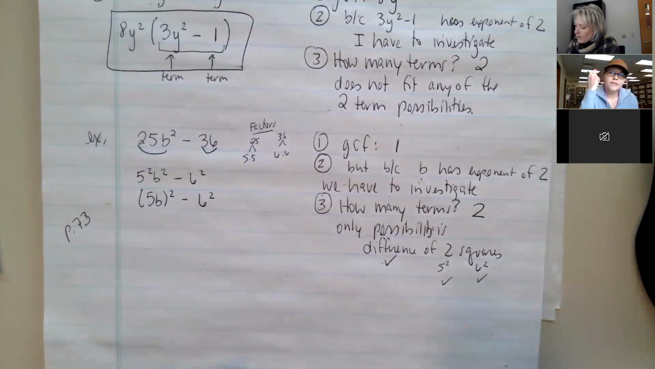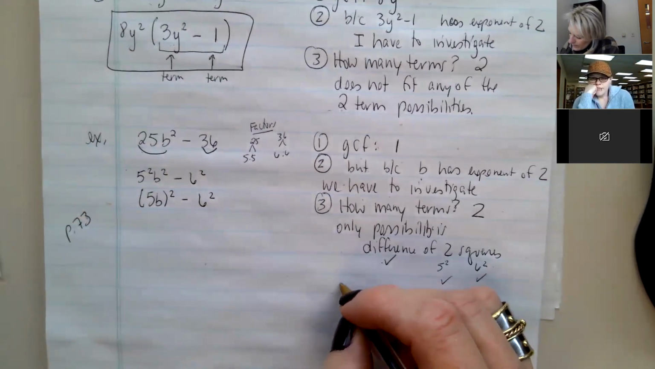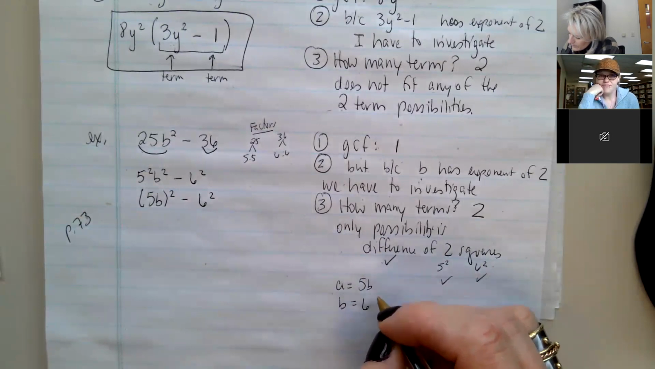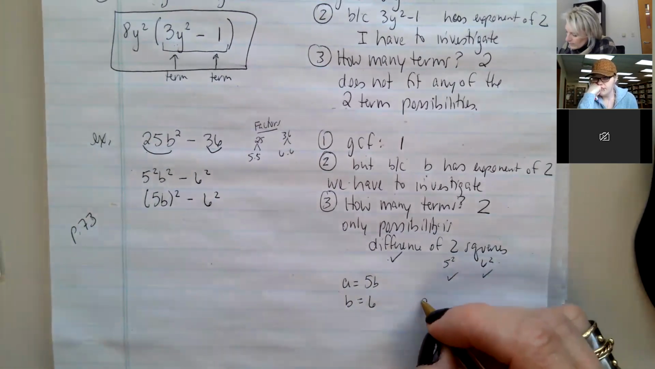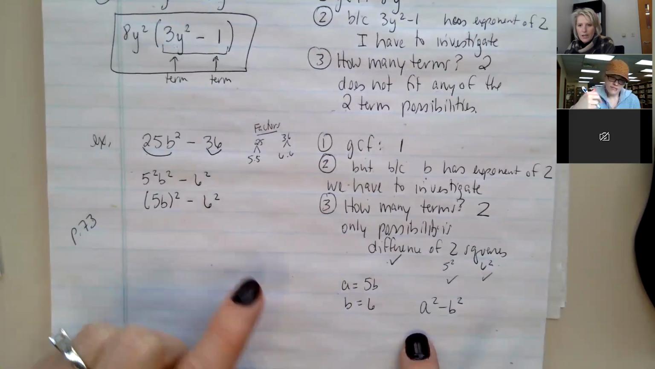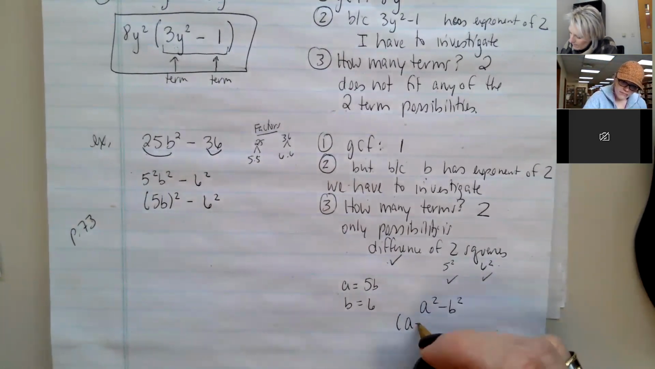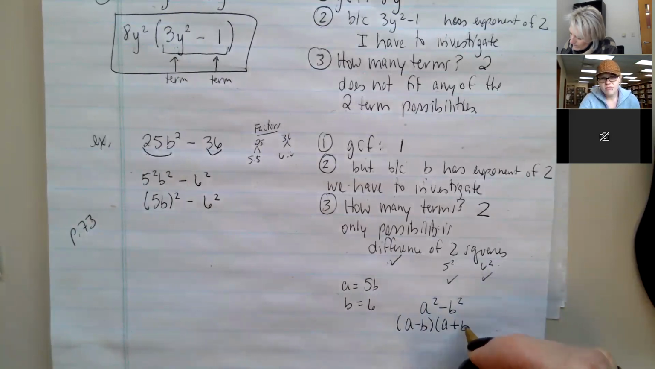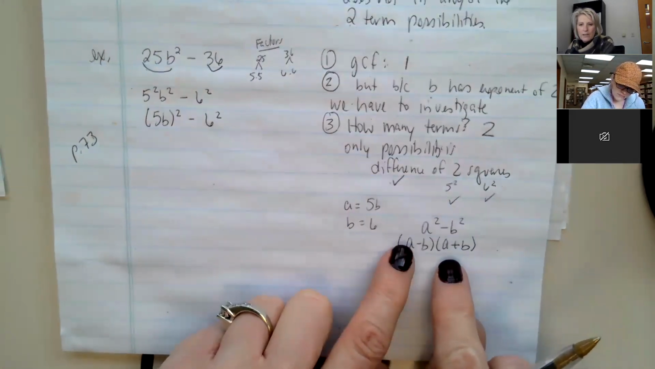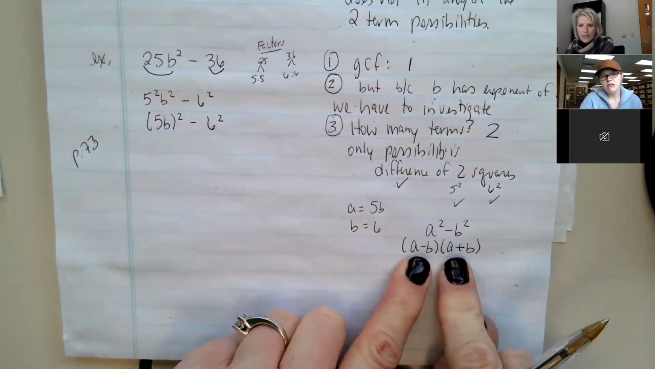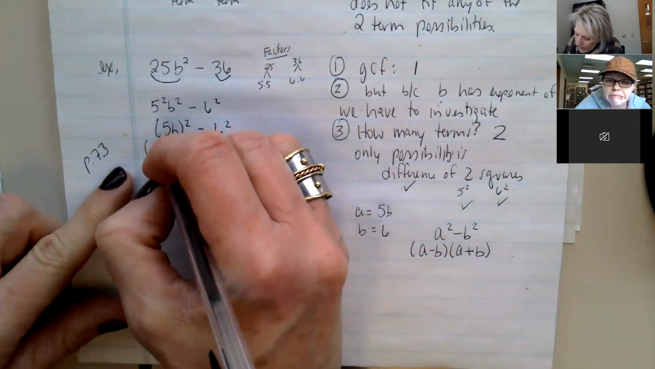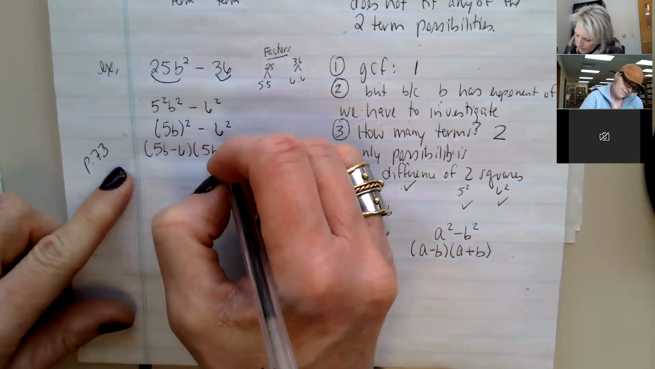So a difference of 2 squares is if A is 5b and B is 6, our difference of 2 squares is a squared minus b squared. And that's what we have. We have something squared minus something else squared. Then, since we have that, the rule says that we can factor this into a minus b and a plus b. And I will show you, we'll check our answer and I'll show you why it works. Okay, so ours is going to be 5b minus 6 times 5b plus 6.